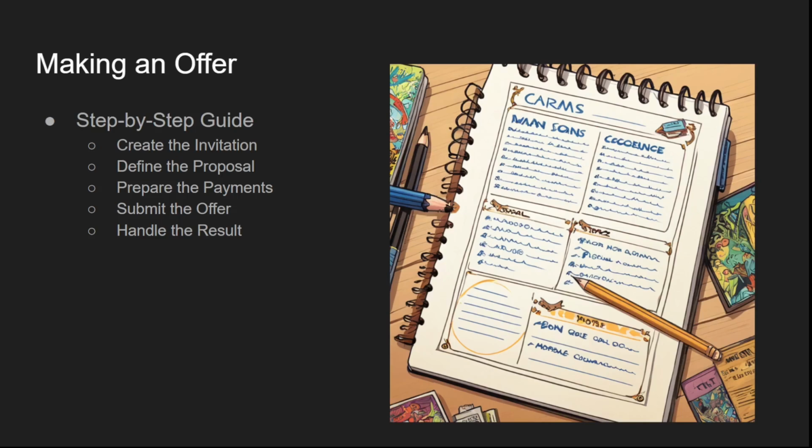Next, we'll prepare the payments. Payments represent the actual assets being offered. They're created from purses or through minting. Then we'll submit the offer. The offer, including the invitation, proposal, and payments, is submitted to Zoe for processing.